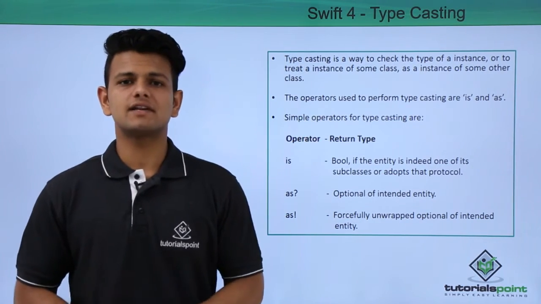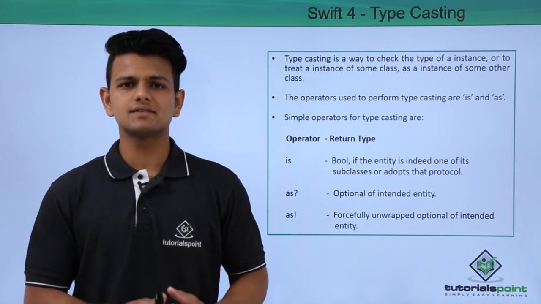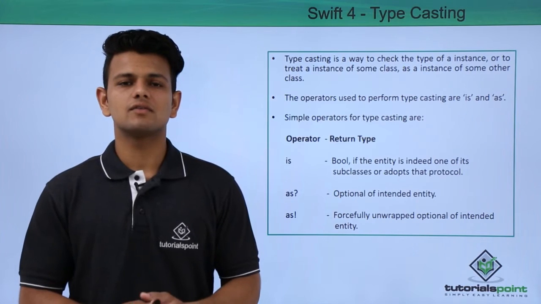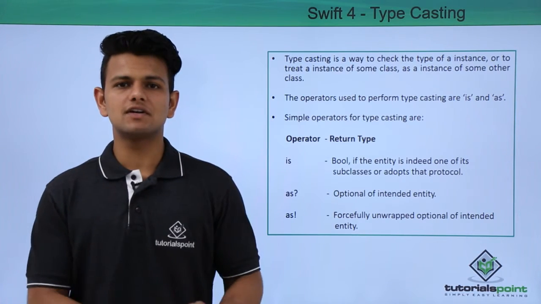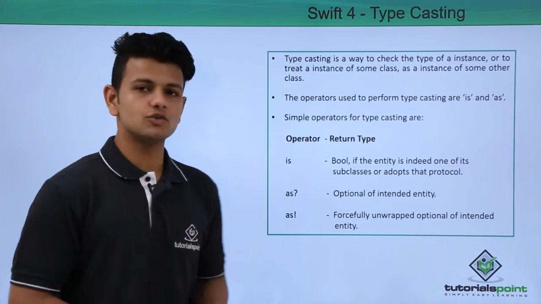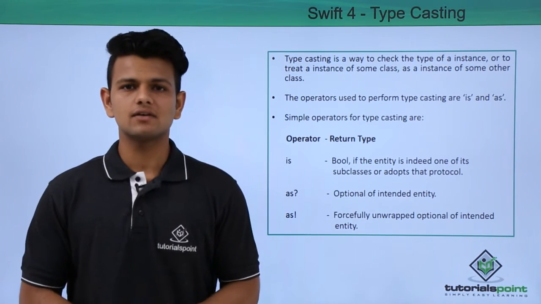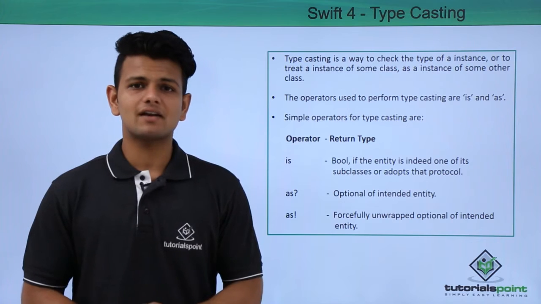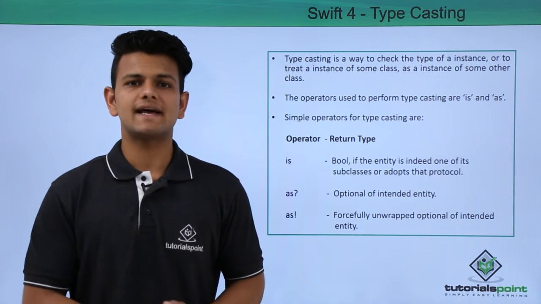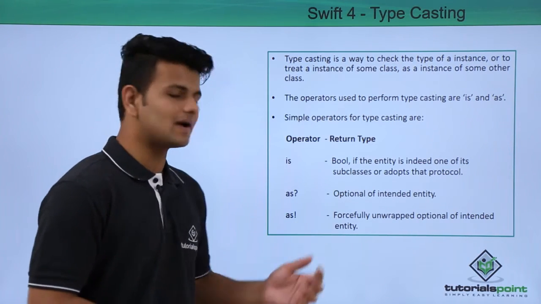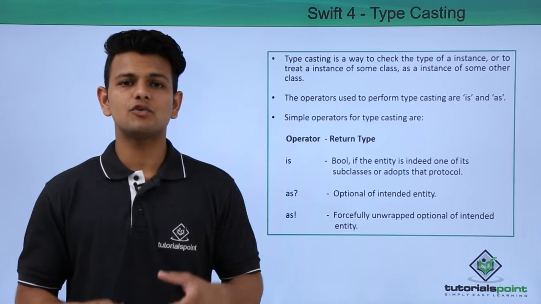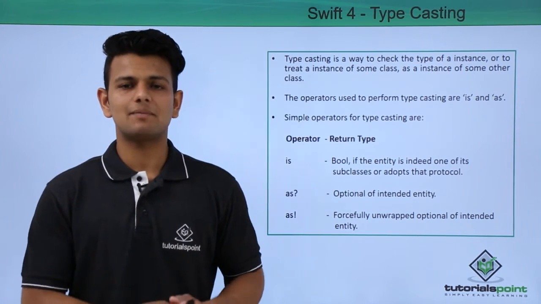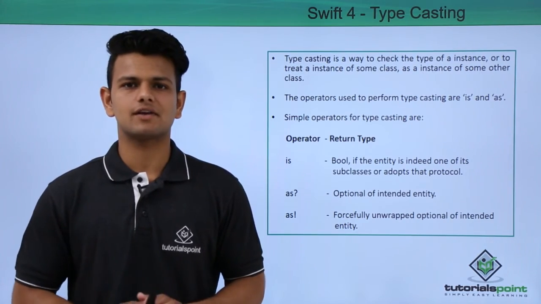The two operators that are used to perform typecasting are is and as. Is is used to check if the type is of some class, it will return boolean, and as is used to treat an instance of some class as an instance of some other class. Question mark after as is used to treat it as an optional, and an exclamation mark is used to forcefully unwrap the optional value. Now we'll see a practical implementation of typecasting.